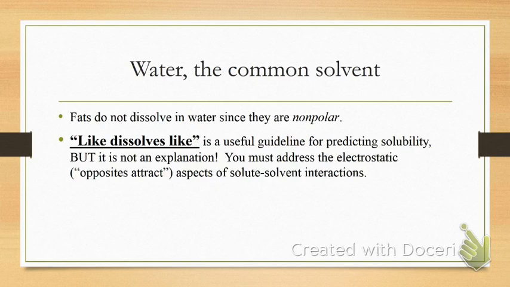Like dissolves like is a useful tool for predicting, but it is not an explanation. I never want to see you write like dissolves like on an AP paper. That is something that we use to help ourselves remember, but we don't ever say that. You have to have an explanation. And when we get to bonding, it would be an explanation of how their interactions work or don't work. Some of the things that we'll say in here are for things to help you remember them, but they're not an explanation. So just remember that. You're going to have to address electrostatic aspects, which we'll get to when we get to bonding.